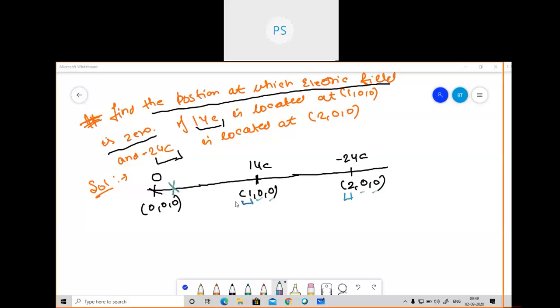So why have you considered that x plus 1 from the origin to q2? Why do we need to do that?